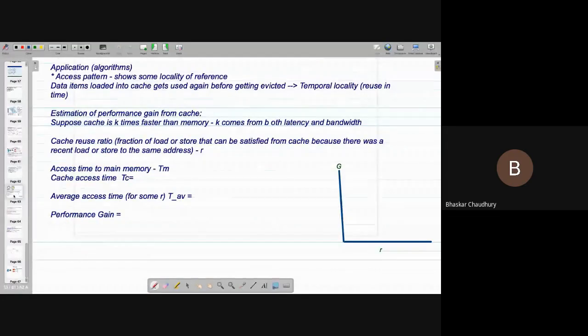Now let's look into the applications. Till now we were just looking into the architecture point of view, I mean, what is happening in the architecture. Now let's come back to the code, the algorithm. Each algorithm or application has some access pattern. Like we already discussed in one of the very first lectures, there are 7 important dwarfs in computational science.